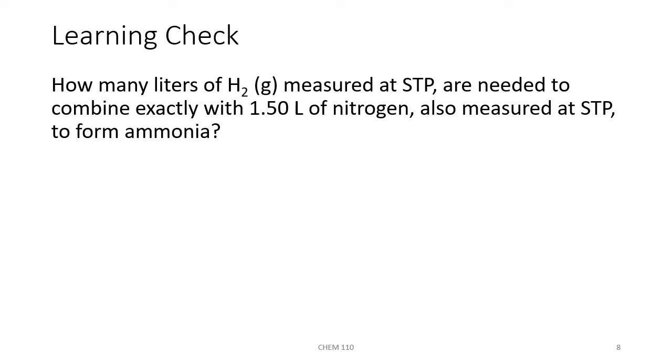How many liters of hydrogen gas measured at standard temperature and pressure are needed to combine with exactly 1.5 liters of nitrogen, also measured at standard temperature and pressure, to form ammonia? So first let's write our chemical equation. We have hydrogen gas reacting with nitrogen gas to form ammonia, which is also a gas. We're going to have to balance our equation. 3 moles of hydrogen will react with 1 mole of nitrogen to form 2 moles of ammonia.